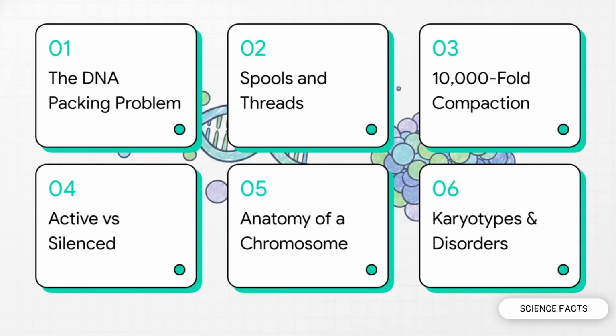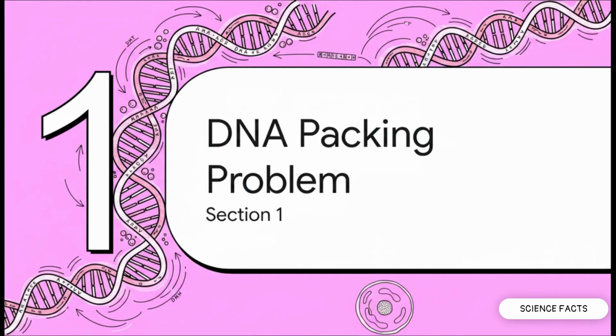Okay, so here's our game plan for today. We'll start with 1, the DNA packing problem, 2, spools and threads, histones, 3, 10,000-fold compaction, 4, chromatin, active versus silenced, 5, anatomy of a chromosome, and we'll wrap up with 6, karyotypes and genetic disorders. All right, diving right in. Section 1, the DNA packing problem.